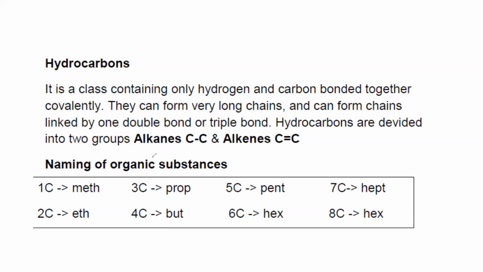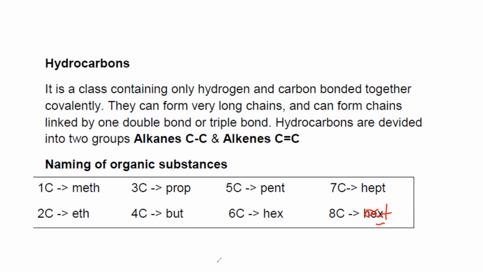The starting of the name depends on the number of carbon atoms. If we have one carbon atom, we call it meth, two we call eth, three prop, four but, five pent, six hex, seven hept, and eight oct. This is how we name a hydrocarbon. We already discussed this in the last session.